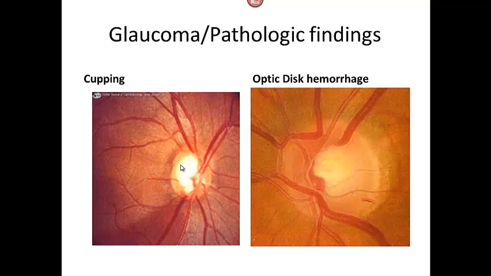You can also see notching of the rim. I don't know if you're able to see a notch right there. They have wedge-shaped dark areas that reflect retinal nerve fiber loss right here in this area. In the other slide, you're able to see a retinal hemorrhage that could also be associated with open angle and closed angle glaucoma. Basically, this is a splinter hemorrhage right here, and another one at this level. Okay.